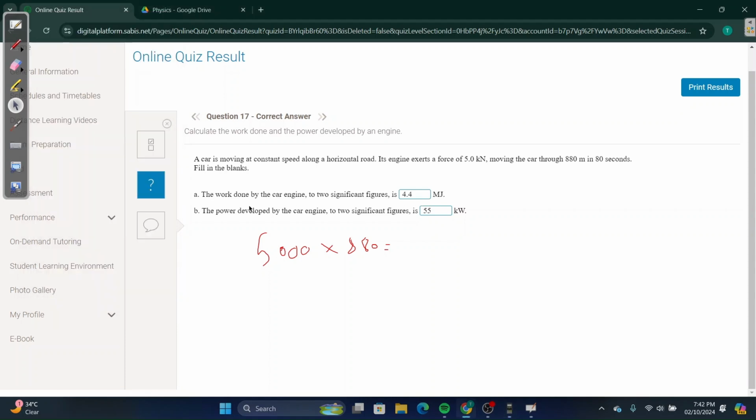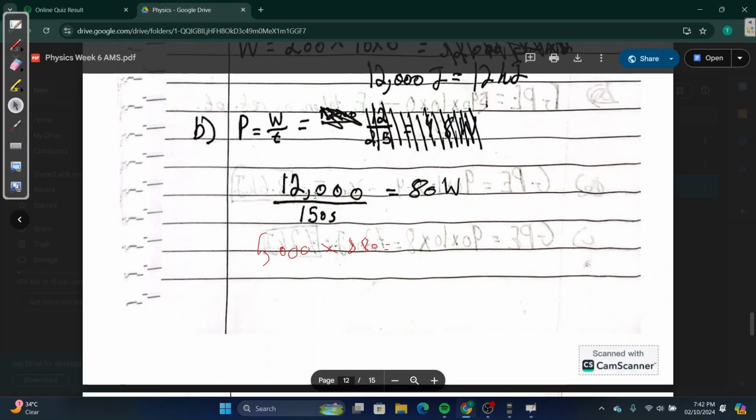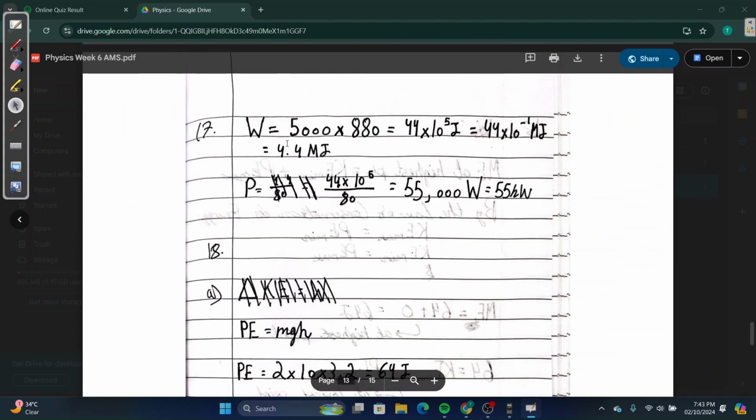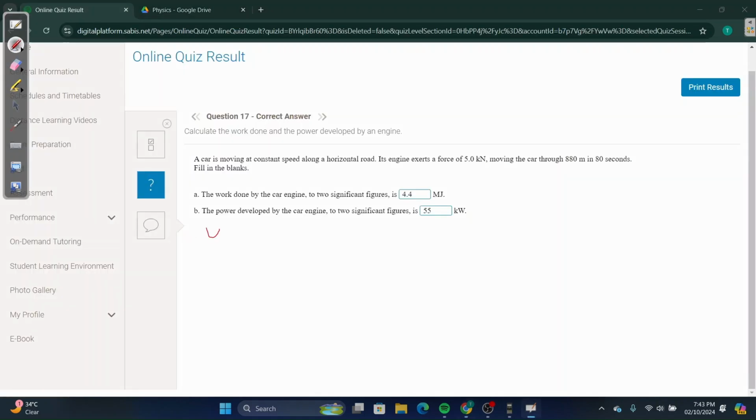4.4. Okay. The power by the crane, it's that huge number. So I believe you can use this. So, where are we? We are here. 44 times 10 to the power of 5, which is our first answer. 44 times 10 to the power of 5 over 80, which equals to, let's calculate this.